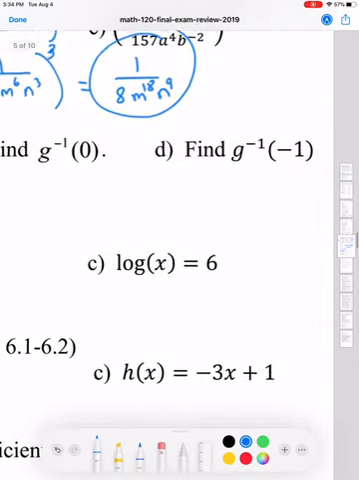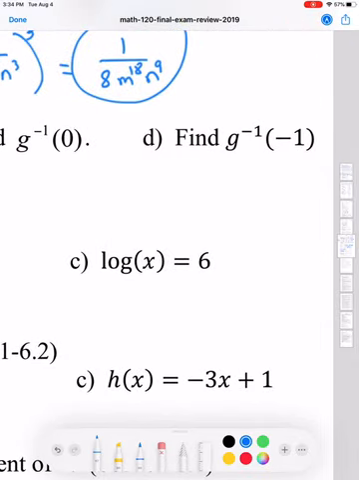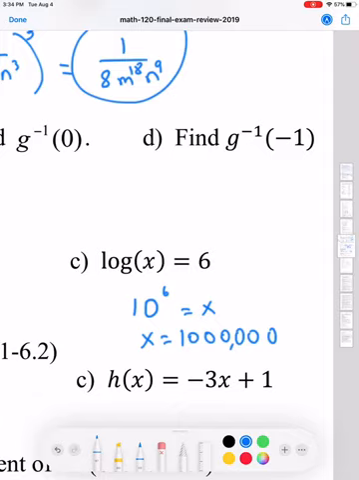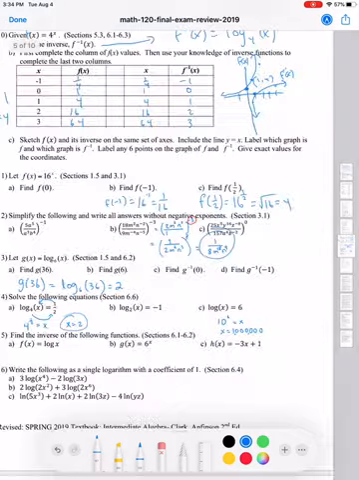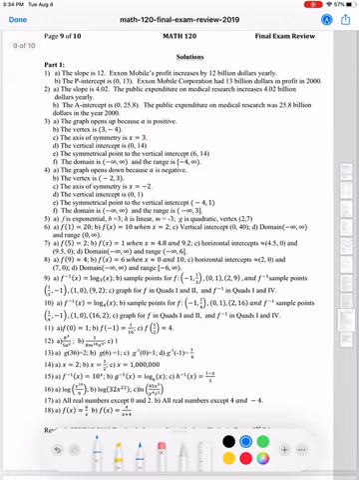How about C? What's a base on logs? If there isn't one like this one, there's a base 10. 10 to the power of 6 equals 2x. 10 to the power of 6, 6 zeros, 100,000. Oops, that's not 6 zeros. That's 6 zeros. 1 million. Let's check 14. There we go, 14.